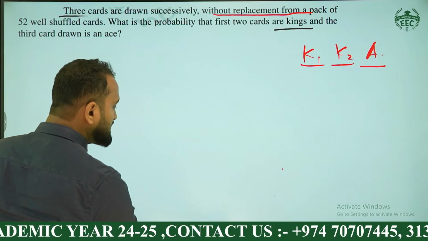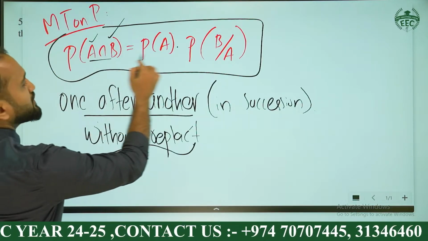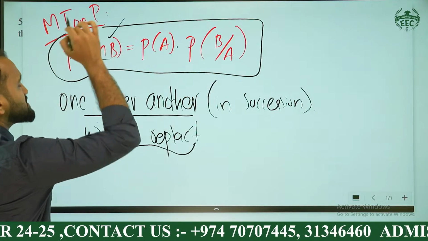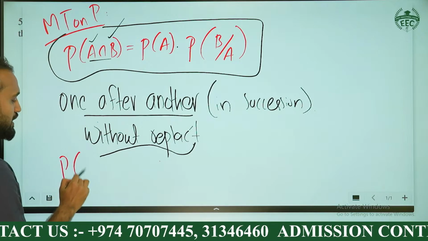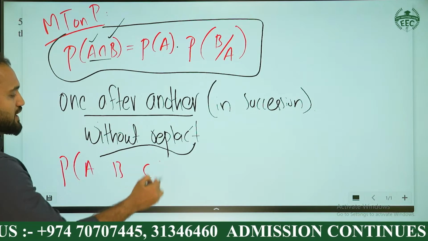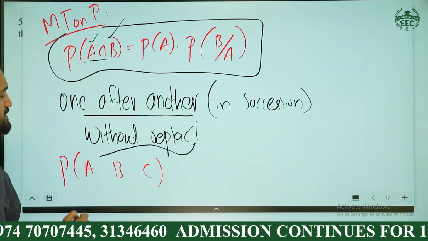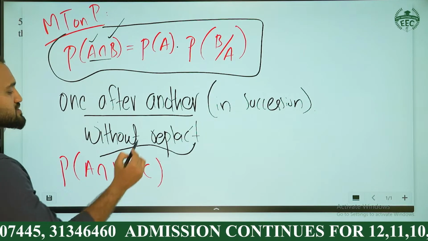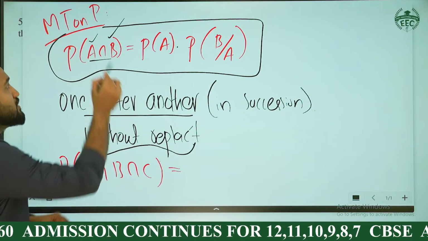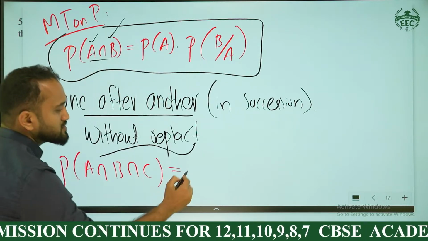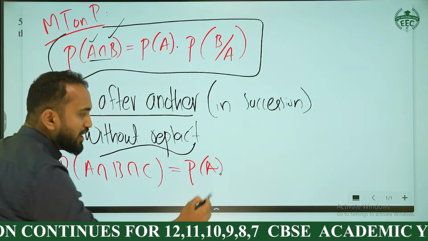Now, what you have learned is the multiplication theorem on probability for 2 events A and B. My question is, what happens if I have 3 events A, B, C? Then the multiplication theorem on probability states that P of A intersection B intersection C is equal to, remember this thing, first one, second one, third one. First one, P of A. Now A happened.